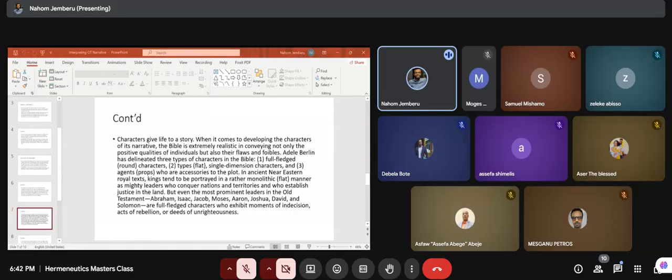For example, think of a character in Ethiopian tales called Mamo Kilo. You do know Mamo Kilo, right?